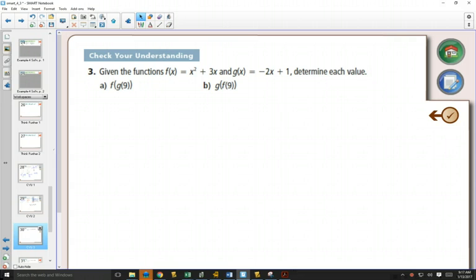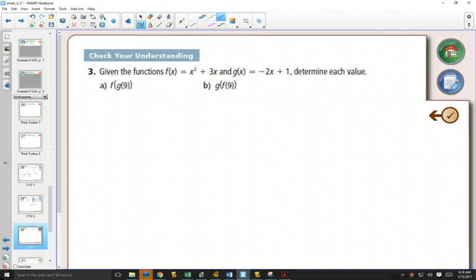So in this example, now we're given equations. But the idea stays the same. In A, when I want to do f of g of 9, g of 9 is asking, what is the value of y when I plug in 9 for x? Now with the equations, sometimes you're going to show a little bit more work.